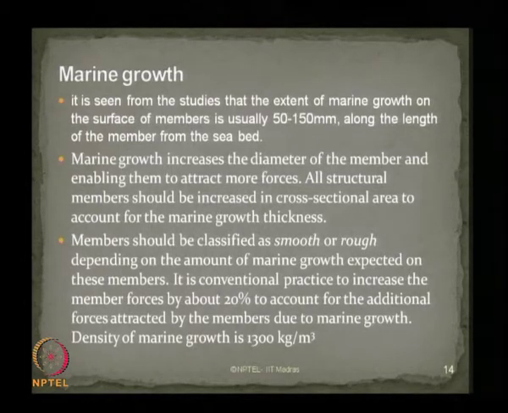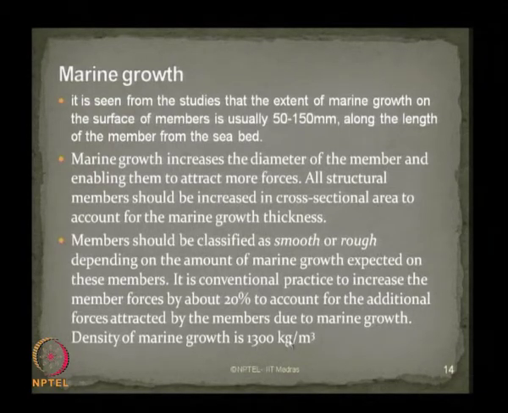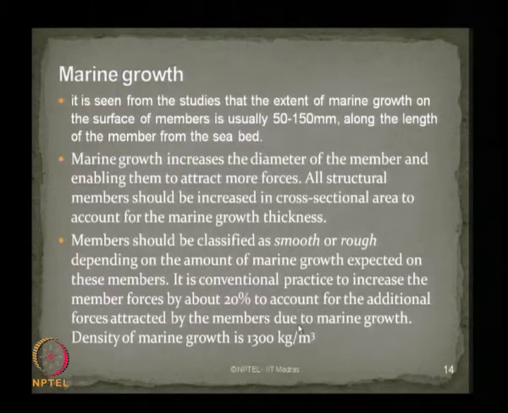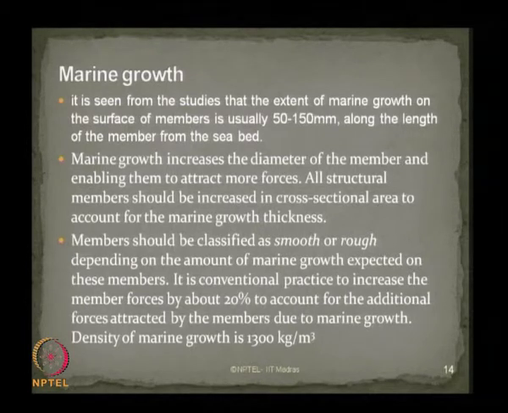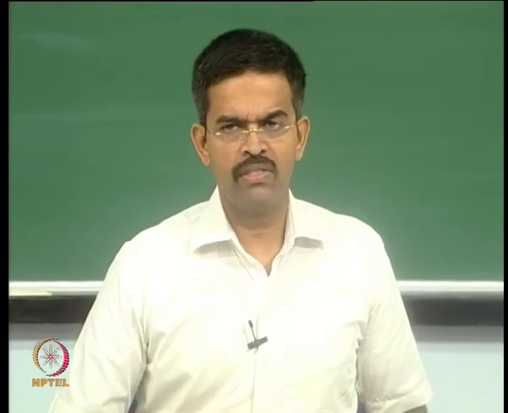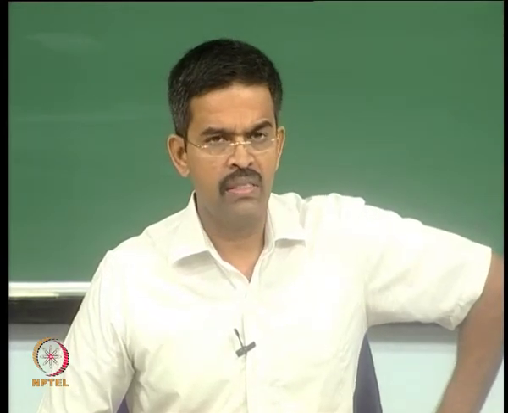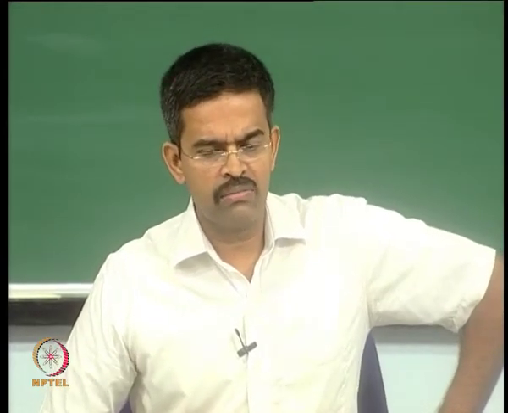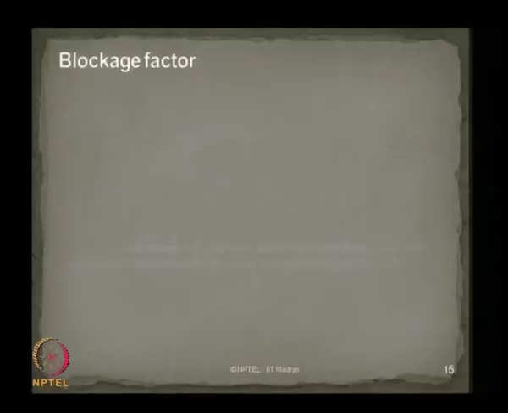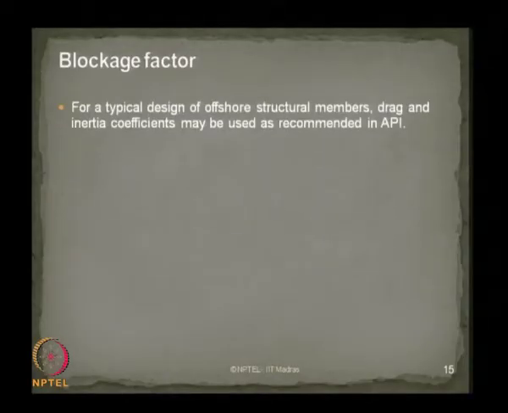Ladies and gentlemen, it is very interesting for you to know that the density of marine growth is about 1300 kg per cubic meter. So, this is significant when the volume or the deposition thickness of the marine growth is phenomenally high around the surface of the member, which is generally high near the seabed. When you have a series of members arranged in a row or a group of members placed in a location, they cause what is called a blockage factor. Now, what is a blockage factor?